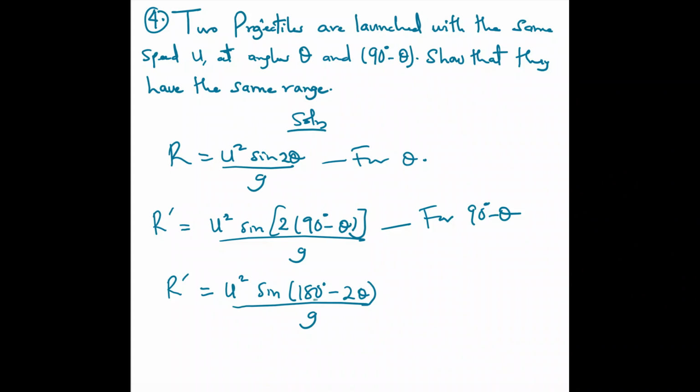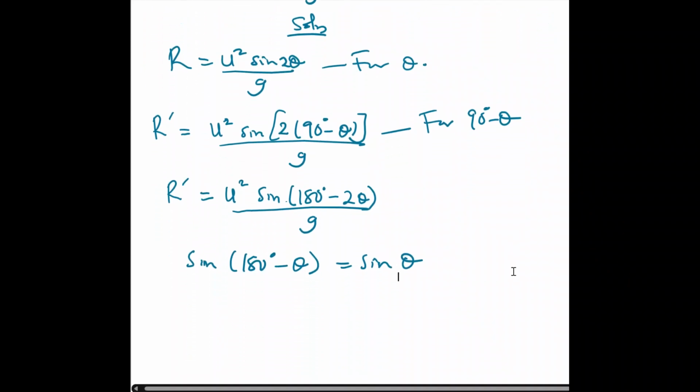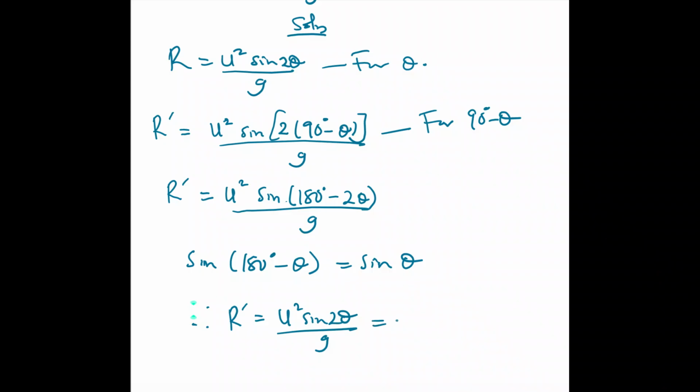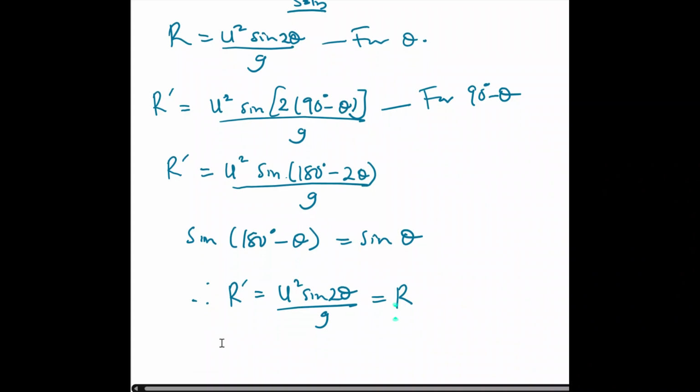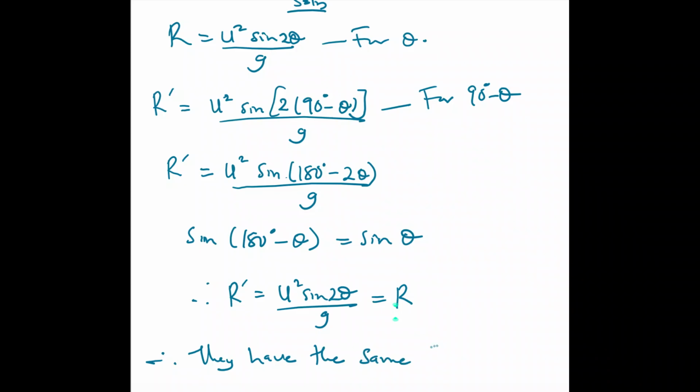So now if we are comparing these two together, we are comparing this one and this one. We already know before that sine 180 degrees minus theta is equal to sine theta, right? So therefore we can say that r prime is equal to r. That means they both have the same range. So therefore we'll say that r prime is equal to u squared sine 2 theta over g is equal to the range. Because we know that sine 180 minus theta is the same thing as sine theta, right? So therefore we will say that they have the same range.